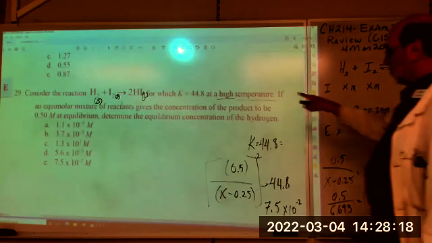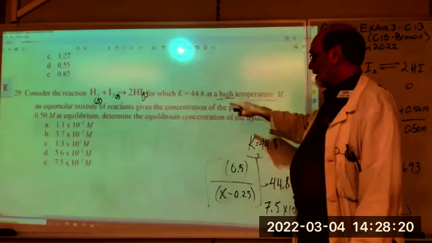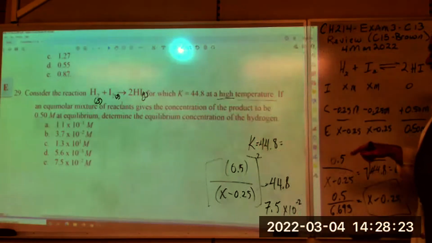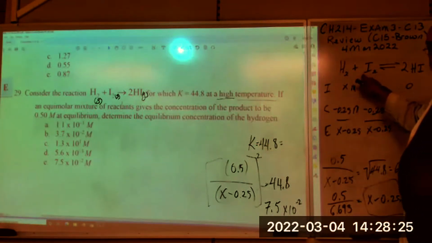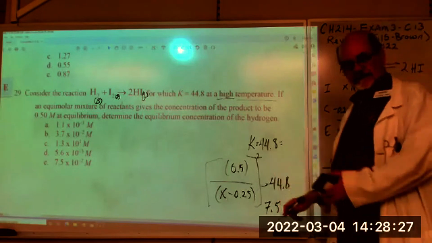My mistake was missing this clue right here, because I thought this was a solid. Yeah, and I made a wrong guess. Yeah, you're right.